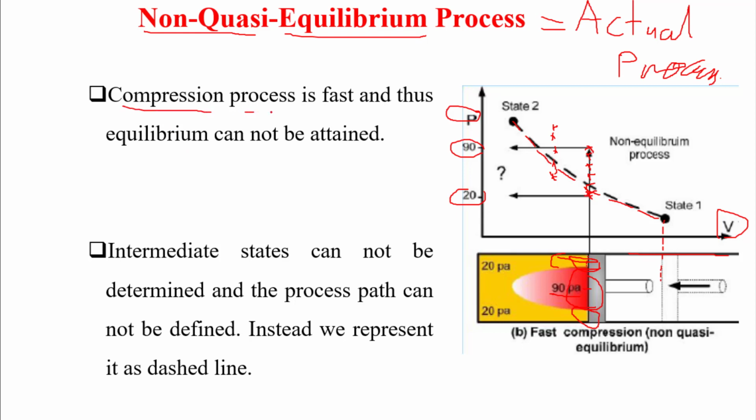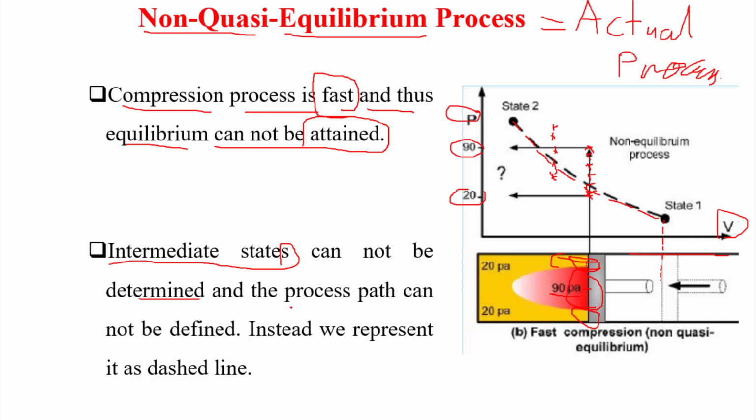So the compression process is fast. Here in the actual scenario, we have a very fast process, and thus the equilibrium state cannot be attained. So we cannot reach the equilibrium state as we did earlier in the previous slide. Intermediate states cannot be determined. We have a scattered behavior. We have a range from 90 to 20.